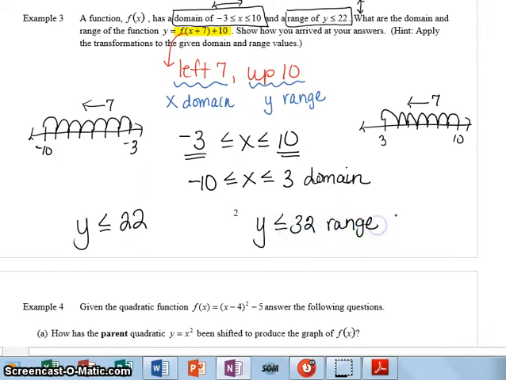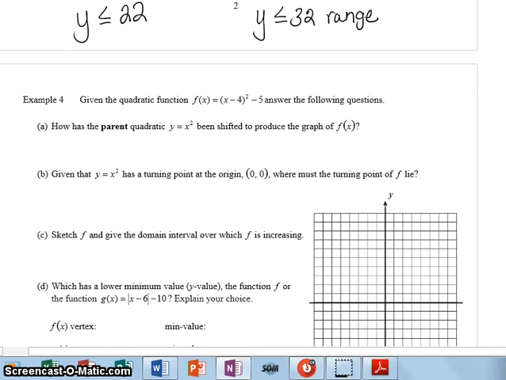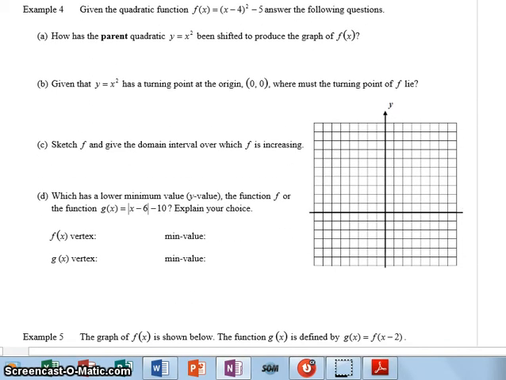And that's my range. All right, example 4. Given the quadratic function, f of x equals (x minus 4) squared minus 5, answer the following questions. One thing you should pay attention to is that because it's squared right here, you know this is a quadratic, which means you'll see a parabola on your graph. The shift it wants you to make would be right 4, down 5, because it's opposite signs. So right 4, down 5.